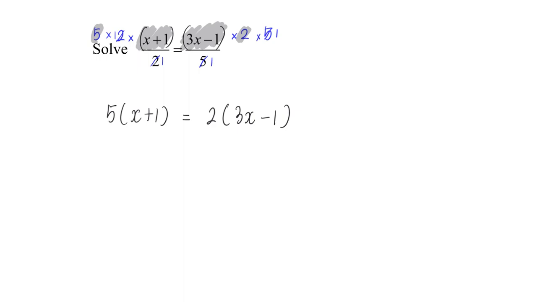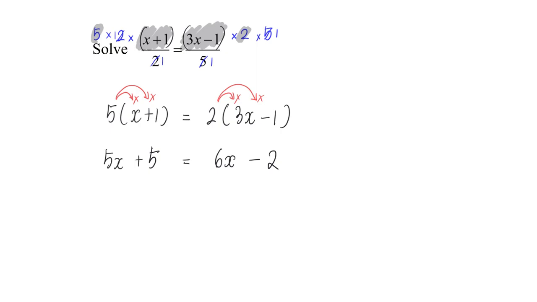And let's continue to expand and simplify both sides of this equation first. Okay, 5 times x, 5x, 5 times positive 1, so it's positive 5, 2 times 3x, 6x, 2 times negative 1, negative 2.